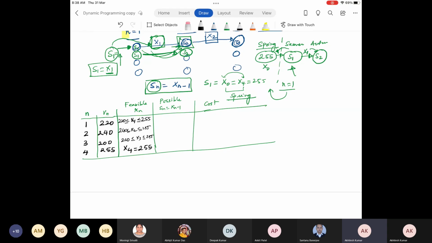It can lie anywhere between these two in each stage. Now, coming to Sn, which I'm saying is Xn minus 1. What is S1 equal to? X0, which is 255. So at the start of season 1, I know I have 255 employees. Now I have to make a decision based on the cost, whether I will hire or fire. So can you tell me the cost expression, 200 into?